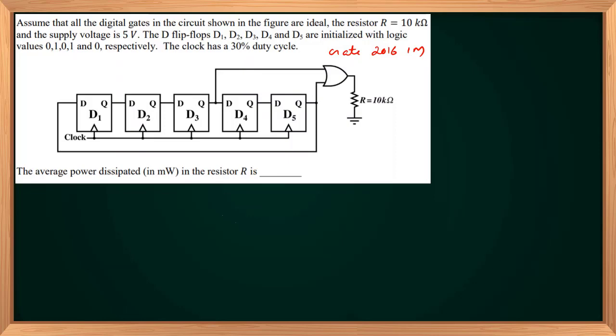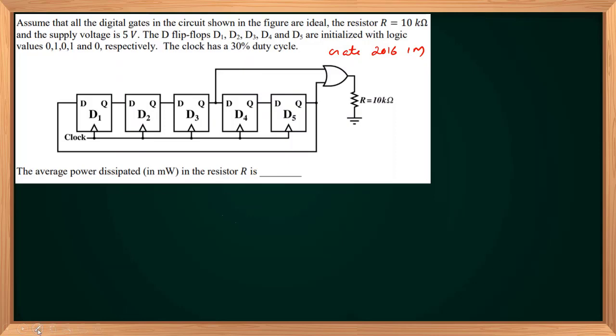Assume flip-flops D1, D2, up to D5 are initialized with the logic values 0, 1, 0, 1, 0. The clock has a 30% duty cycle. The average power dissipated in milliwatts in the resistor R is?